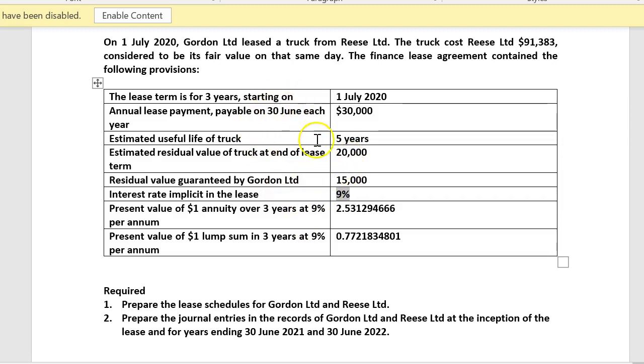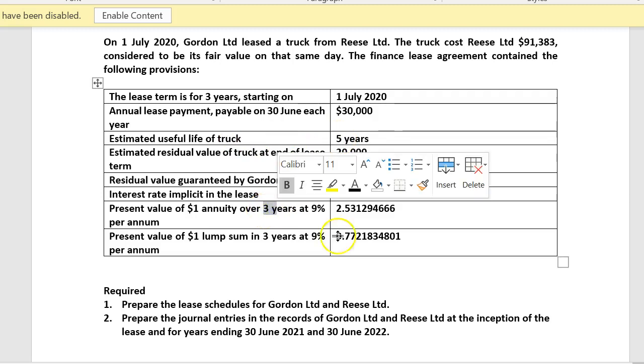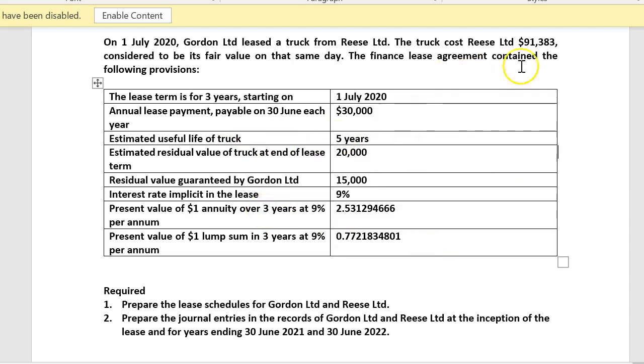Now, keep in mind, since it's a finance lease, Gordon Limited will also have to record depreciation on the truck. When they calculate depreciation on the truck, Gordon Limited does not depreciate over the useful life. Keep that in mind. Gordon Limited only depreciates the truck over the lease term, which is 3 years.